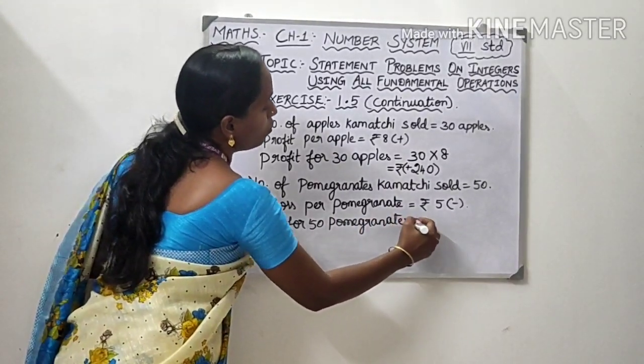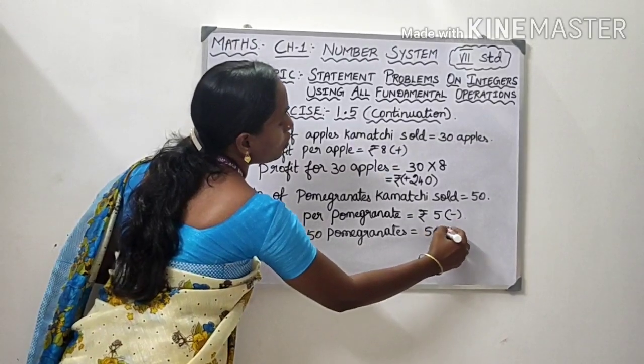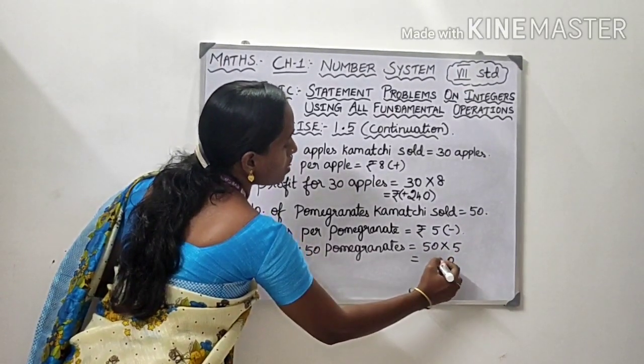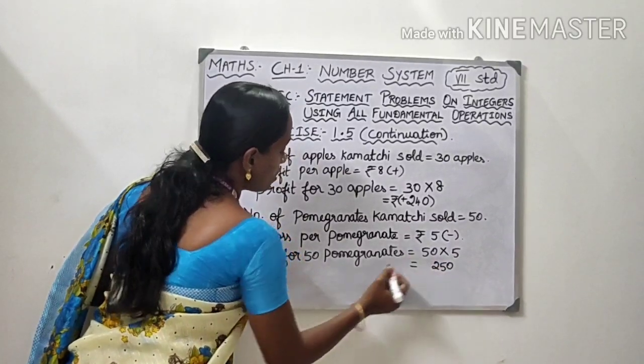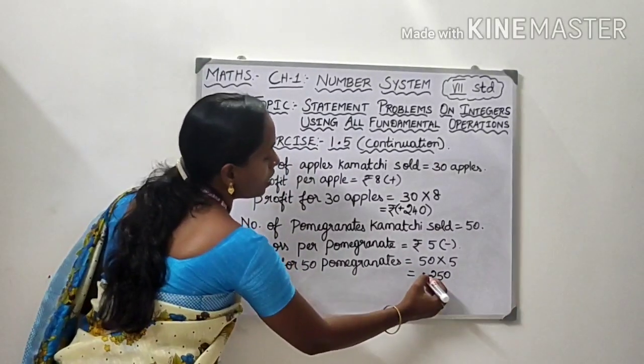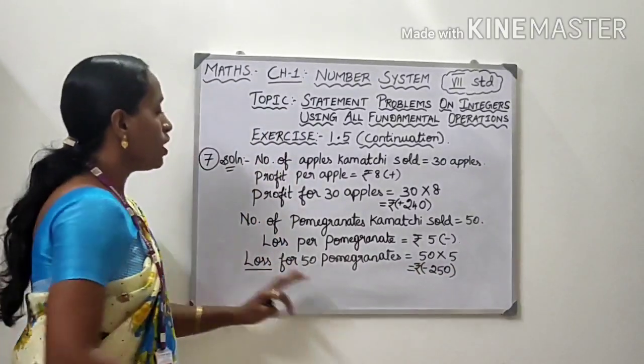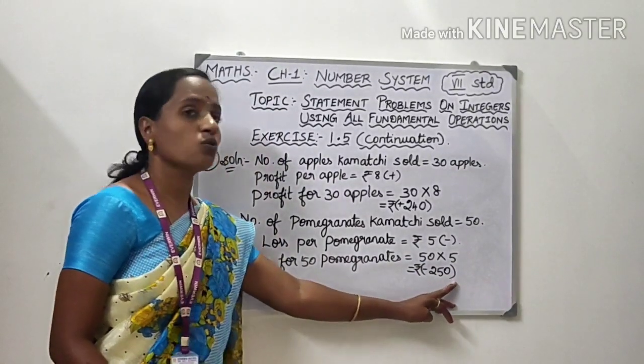So it is equal to 50 into 5. 5 zeros are 0, 5 5s are 25. Since it is a loss, we can denote here a minus sign. So the loss for 50 pomegranates is rupees 250.